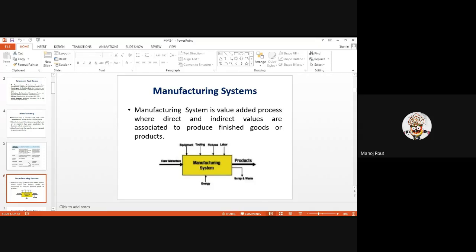What are the indirect values? For example, the allied departments or allied assemblies or components which are required and indirectly involved in the production, or you can say the manufacturing system, to produce quality goods. These are known as indirect values. So whenever you combine the direct and indirect values in a manufacturing system, you produce a finished good or product.